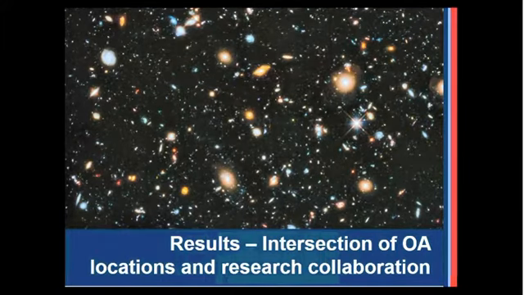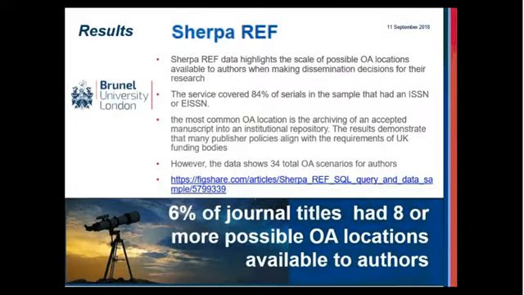So getting into it now, our results show a multitude of OA locations and activity brought about through research collaboration that intersect with our institution. The key finding from the Sherpa REF data was that there were 34 total OA scenarios for authors. And if you follow the link on this slide, you can have a look at our data. So a significant number of titles adapt to 8 possible OA scenarios. And we think what this shows is the scale of possible OA locations available to authors when making dissemination decisions for their research.